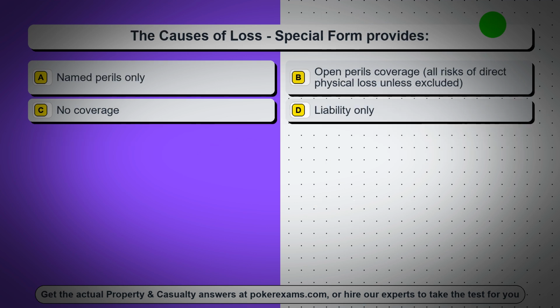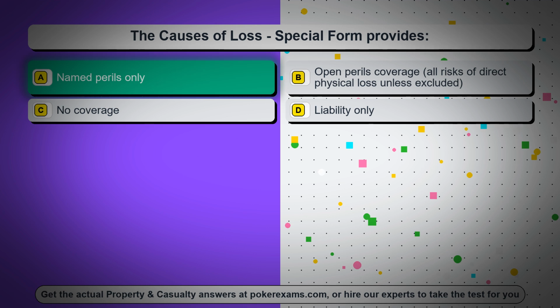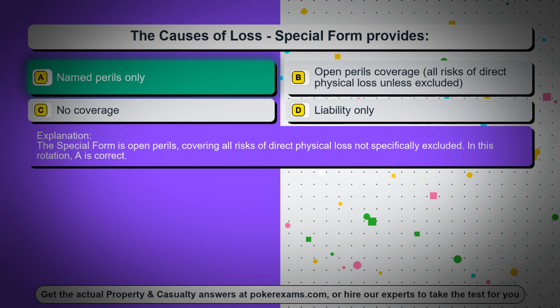Question 69. The causes of loss special form provides: Option A, named perils only. Option B, open perils coverage, all risks of direct physical loss unless excluded. Option C, no coverage. Option D, liability only. The correct answer is option A, named perils only. The special form is open perils, covering all risks of direct physical loss not specifically excluded. In this rotation, A is correct.